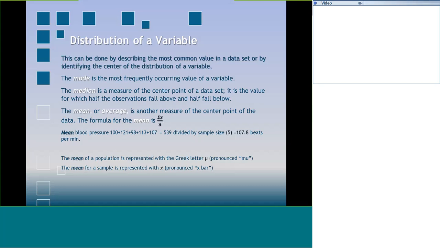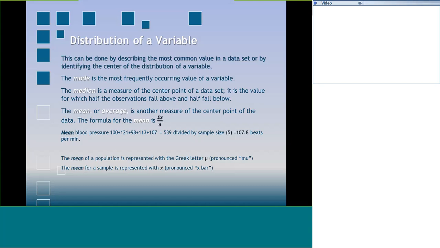In the blood pressure example, we would first order our data as 98, 100, 107, 113, and 121. Since our sample size is odd numbered, we pick the middle value and find that the median blood pressure is 107. The median is a useful descriptor of a variable when the data contains extreme values. Suppose the last value of the data set was 150 instead of 121. This extreme value does not affect the median, which is still 107.